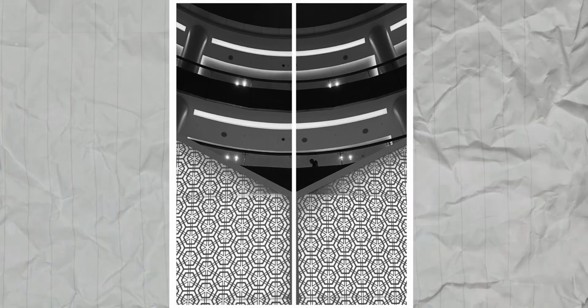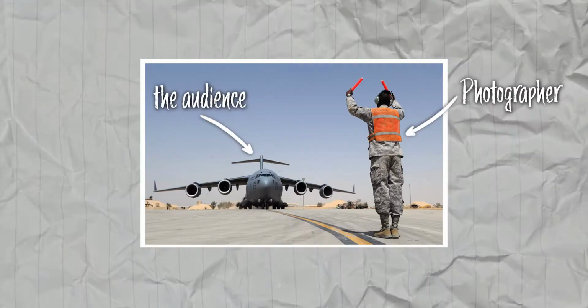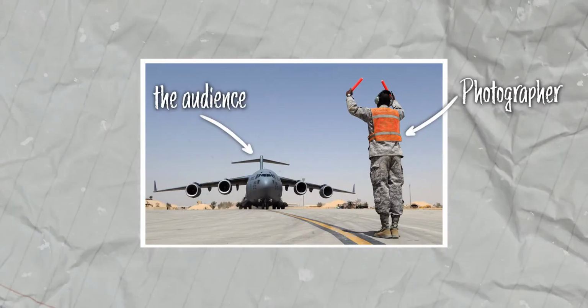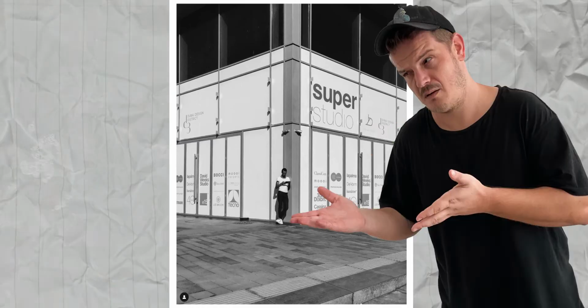Using symmetry and finding symmetry in your environment to put your subject in is a great technique to guide the eye of the viewer to that subject. Again, photography is all about guiding, is all about inviting your viewer. It's all about telling that story and telling your viewer where to look. Hey, look here.